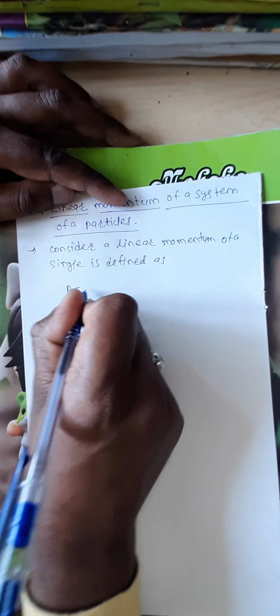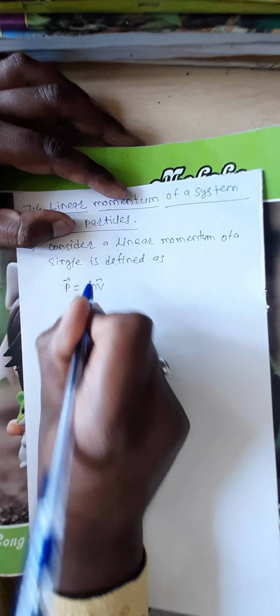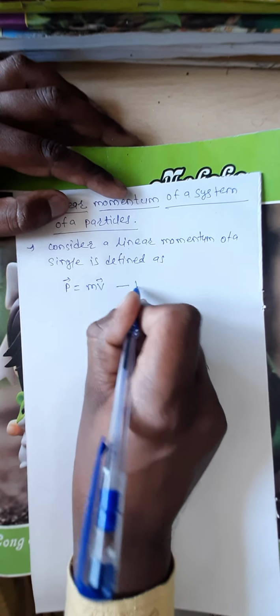Linear momentum p is equal to mass into velocity, where p is a vector and velocity is also a vector. This is equation number 1.